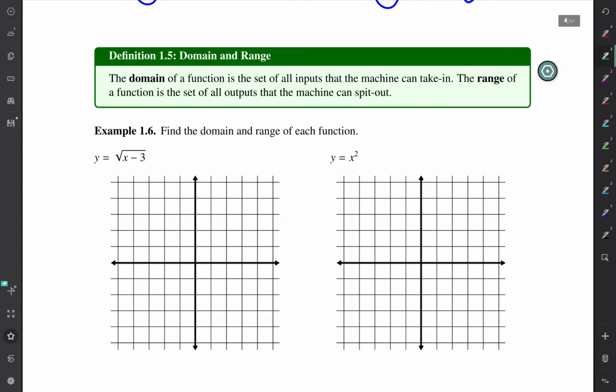Okay, now we're going to review the concepts of domain and range. So the domain of a function is a set of all the inputs that the function can eat. And the range is a set of all the outputs that the function, or the machine, can spit out, given its domain. So we'll start off with this example 1.6.